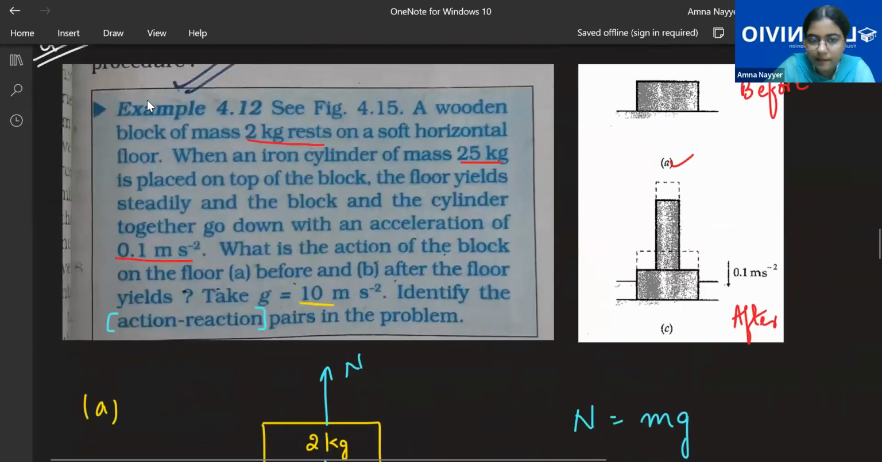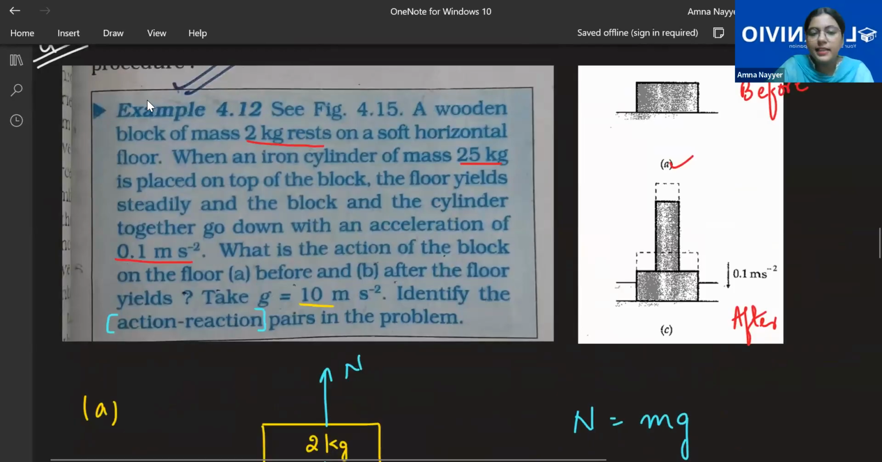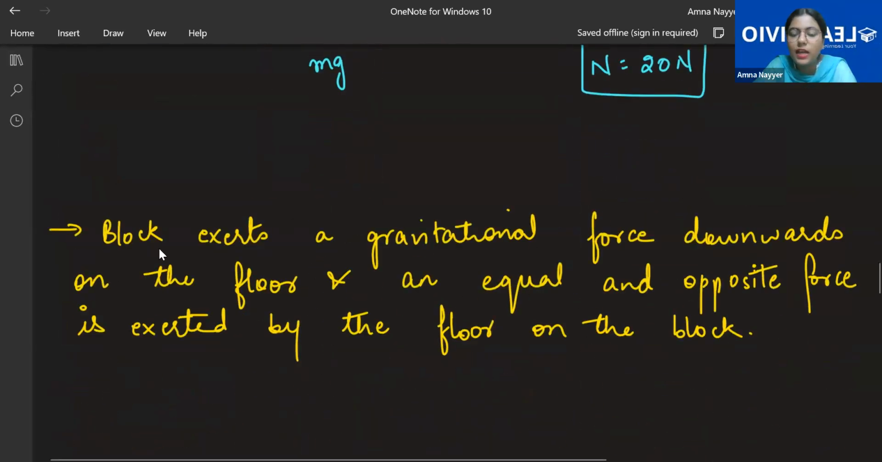Okay, let's come to the B part. It says after the floor yields. After the floor yields means after the floor breaks off. The floor breaks basically when this cylinder is put on the block. The floor cannot bear it and it just breaks off. So it means now this is an accelerating system. So for you, what are the masses?